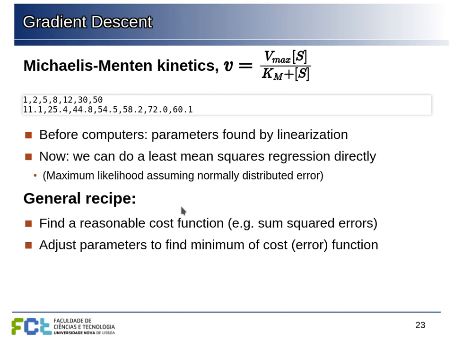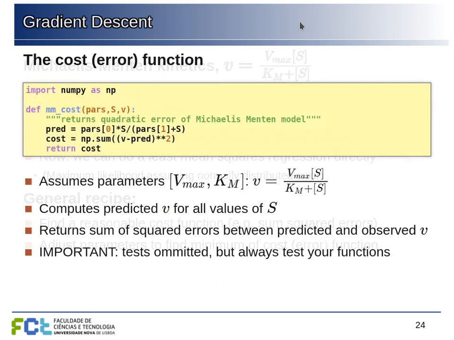So a general recipe for applying this approach would be to find a reasonable cost function. That sum of squares is very common, but in theory for gradient descent any function that has a continuous derivative could be used. And then we're going to slide down that loss function to find the minimum of the cost or the error for adjusting the parameters of our model.